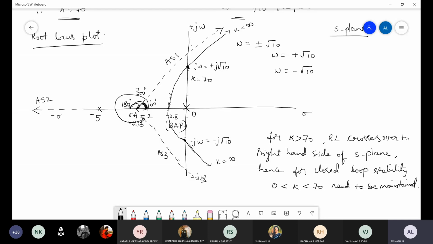When we have such a condition, it is called conditionally stable. Is it clear? This is called conditionally stable.